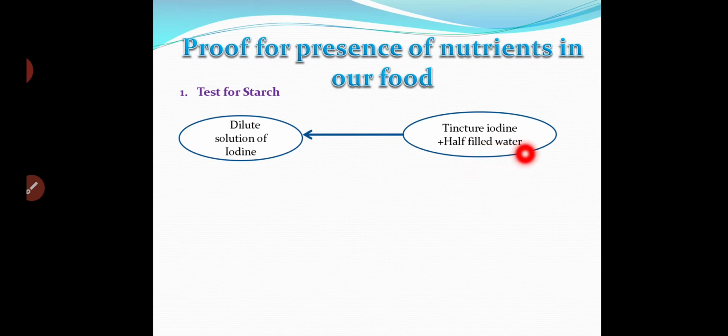That water we will take in a test tube, and with the help of a dropper we will drop it on our food item. If the food item turns blue black, then we have to confirm that this food item contains starch, means it is a carbohydrate rich food. So you may check it on your roti, your potato and other materials.